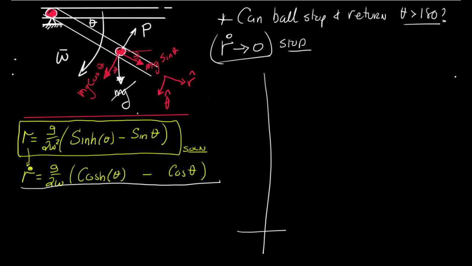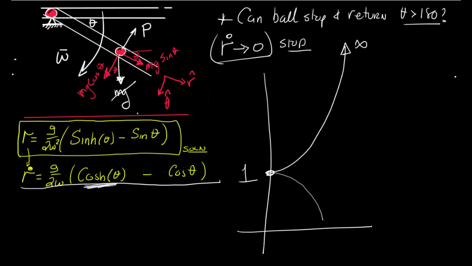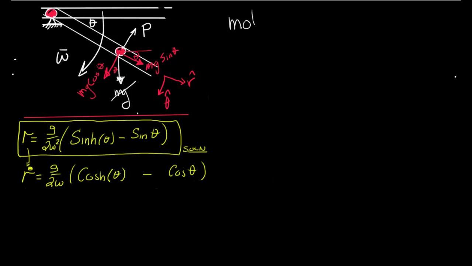And again, I'd like to plot it. So the Cosh function starts at 1 and goes to infinity. Cosine normally looks like that. So at 0, we get 1 minus 1, which is 0. It's at rest. But anytime after that, they never meet again. So never stops.